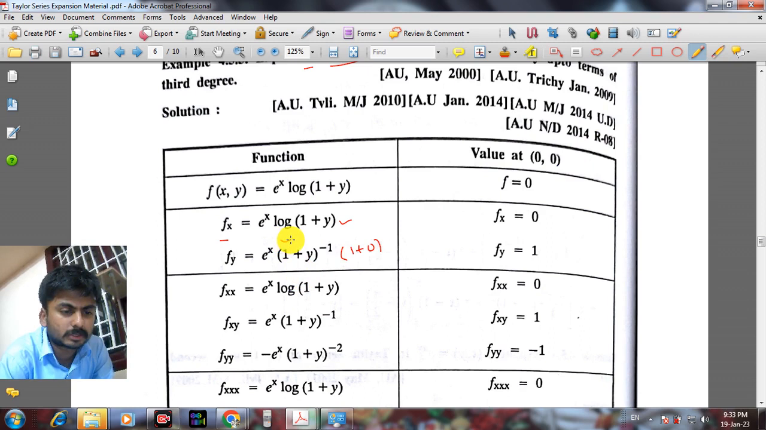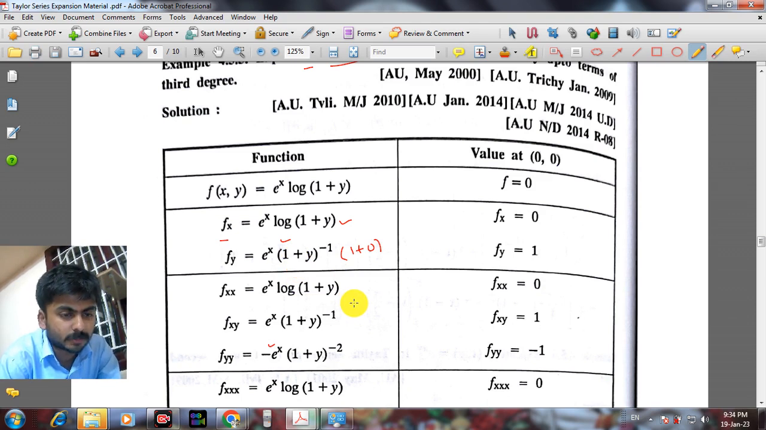So you get this. For the next derivative, that is for fyy, you have to use the formula uv dash plus vu dash, or you can bring it to the denominator and use the formula d by dx of u by v equals vu dash minus u dash v by v square. Now if I am using the formula uv dash plus vu dash, what is u? U is e power x. What is v dash? V dash is 1 plus y whole power minus 1, differentiated with respect to y.